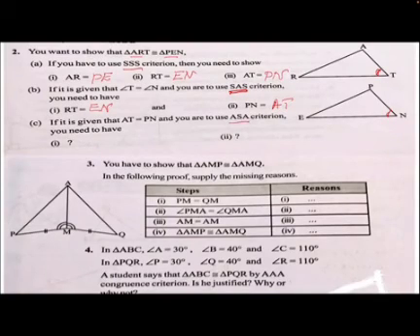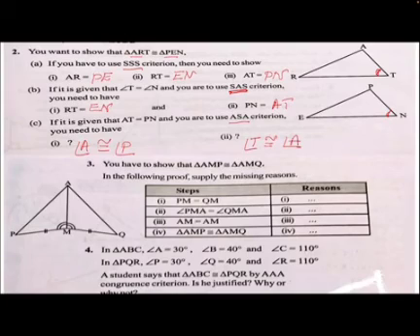If you are using ASA criterion, then if AT and PN are equal, that is AT is here and PN is here, one side, then if you are using ASA, you need to have two more angles congruent, is it not? So it is angle A congruent to angle P and angle T congruent to angle N. Children, I hope you followed this.